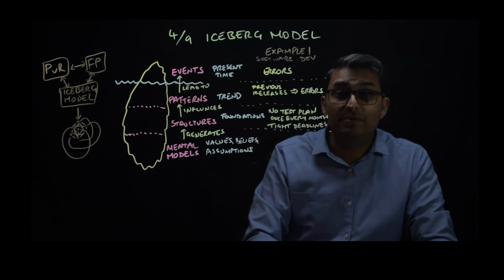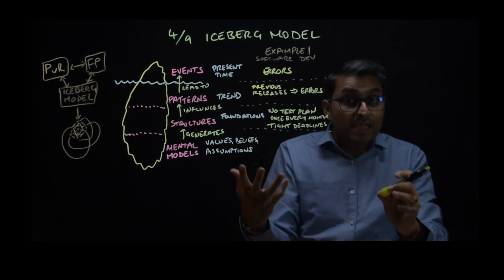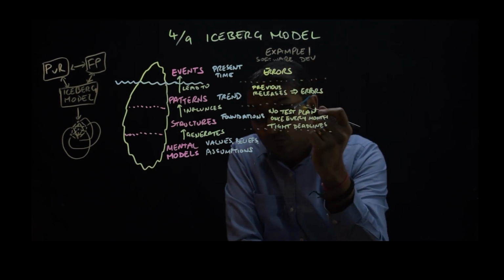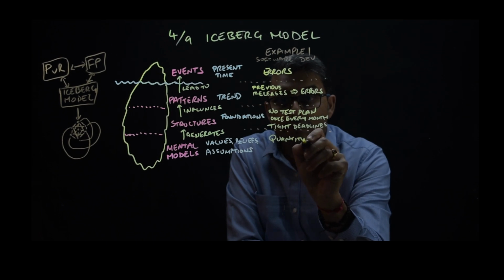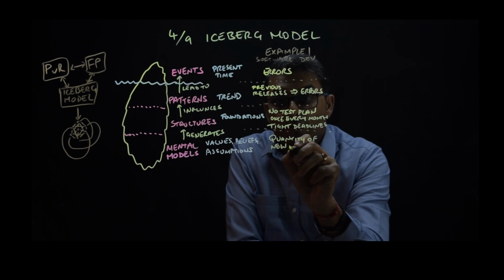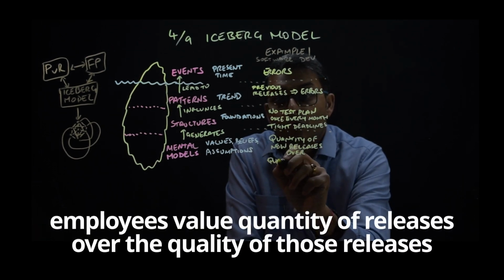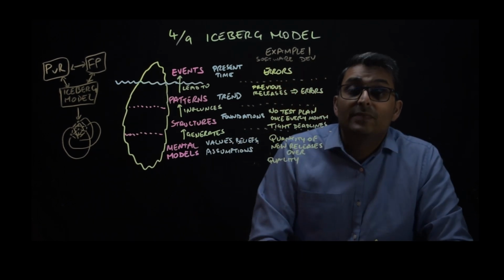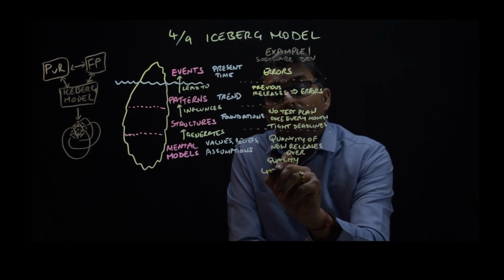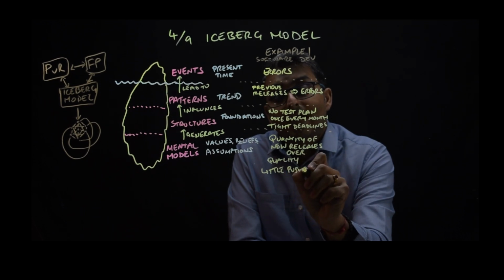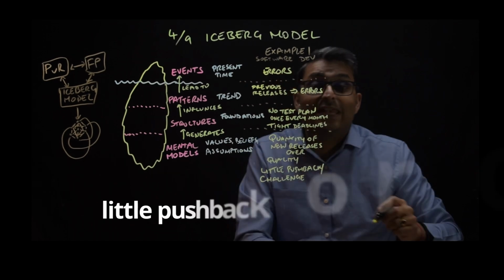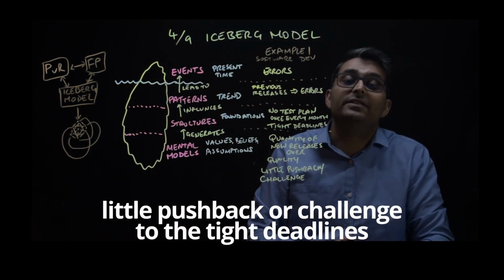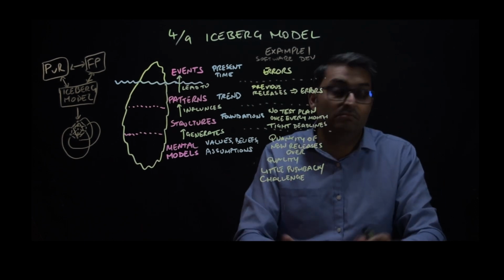And so if we go a level deeper to the mental model level and investigate further, we can maybe understand that employees, all of them, management, everyone, value quantity of new releases over quality of those releases. That's the first thing. And then the second thing is there is little pushback or challenge to the tight deadlines that are imposed by senior management. Employees don't really challenge that, they just get on with it.